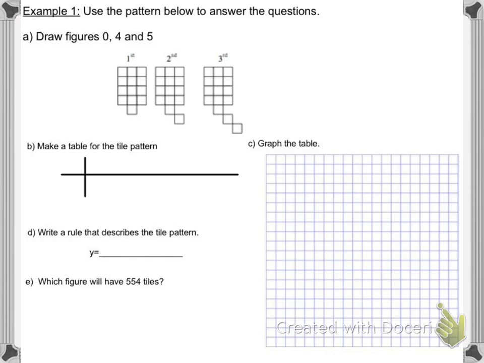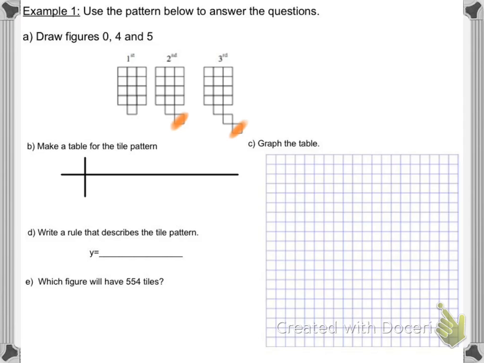So example 1, use the pattern below to answer the questions. Letter A, draw figures 0, 4, and 5. So we have that picture there of figures 1, 2, and 3. We need to draw the next figures and the previous figure 0. I like to always build up and then I work backwards later. So I'll build figure 0 later.